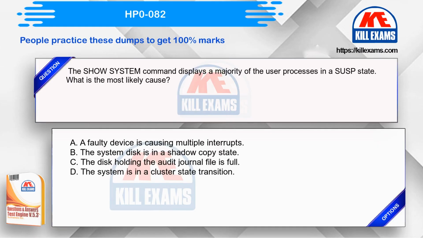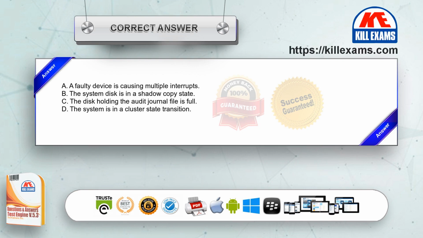The show system command displays a majority of the user processes in a SUSP state. What is the most likely cause? Option A, a faulty device is causing multiple interrupts. Option B, the system disk is in a shadow copy state. Option C, the disk holding the audit journal file is full. Option D, the system is in a cluster state transition. The correct answer is option C.